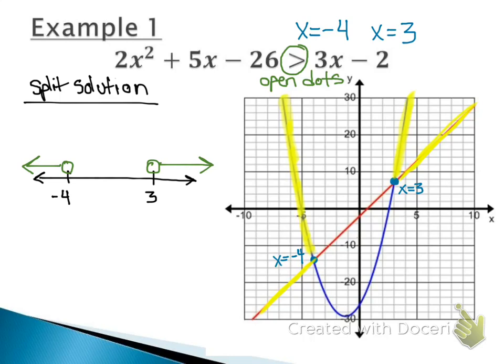Next, I'll write my inequality symbol part of the solution. It needs to say that x is less than -4. That's for the first part of my number line, or x is greater than 3. That's for the second part of my number line.